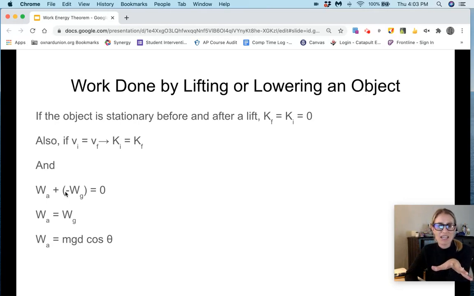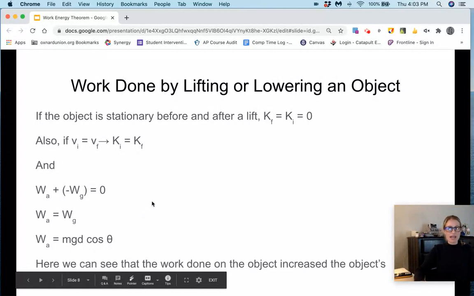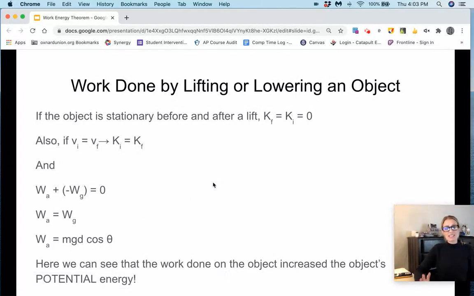Now here we can see something very interesting, right? We have this right here, mgd, that looks really familiar. Well, it's like an mgh if we're talking about going straight up: mass times acceleration of gravity times a height. And so here we can see that the work done on the object is increasing the object's potential energy. So like I said before, this work done on the object can either increase the kinetic energy and or increase the potential energy. We just have that work-kinetic energy theorem because a lot of the time we talk about an increase in kinetic energy. But here we're increasing potential energy by the work done by the applied force.